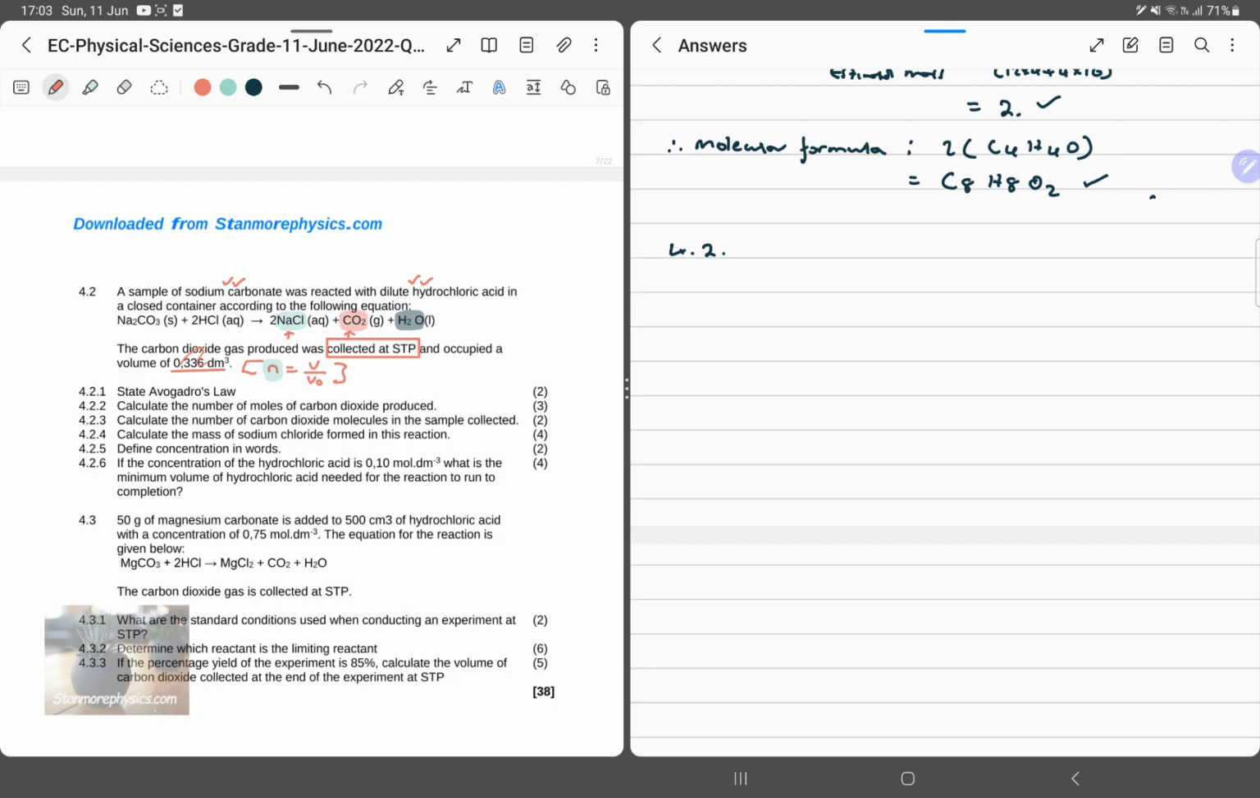So now that we know we are dealing with this story here, we're collecting this carbon dioxide at STP, meaning we can be able to find the number of moles. That was the message being given to us here.